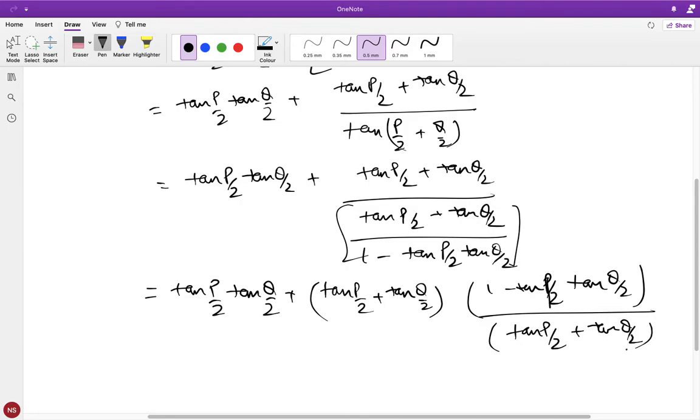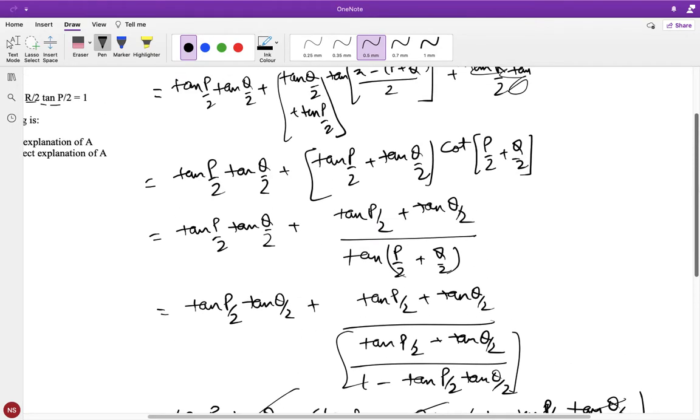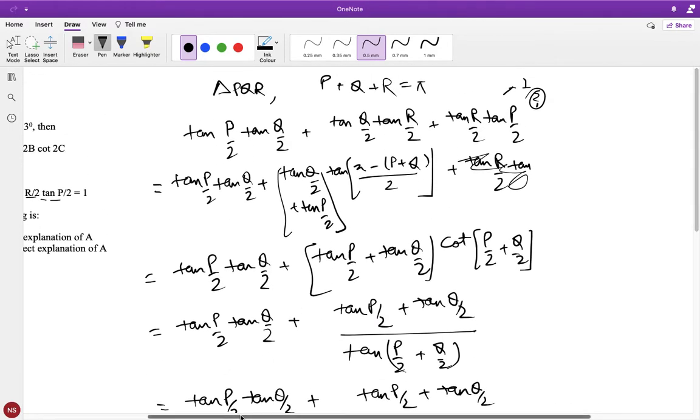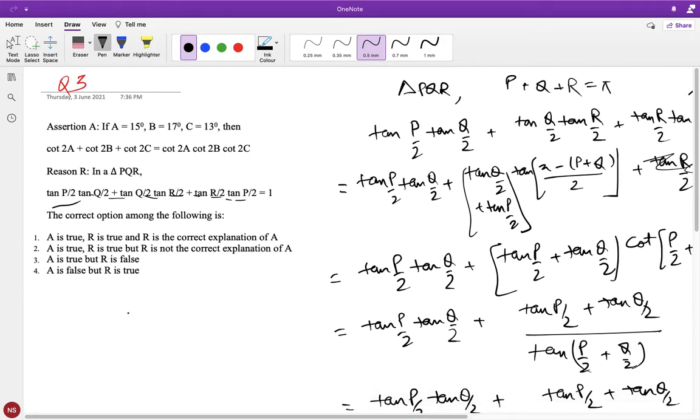So it's easy to see that this will be cancelled and you will be left with this plus this. So this will be cancelled with this. In the end, you will be left with 1. So R is correct. In a triangle PQR, this holds. So R is true. So this option is not there. Now I want to see if R is true, then whether this will hold or not.